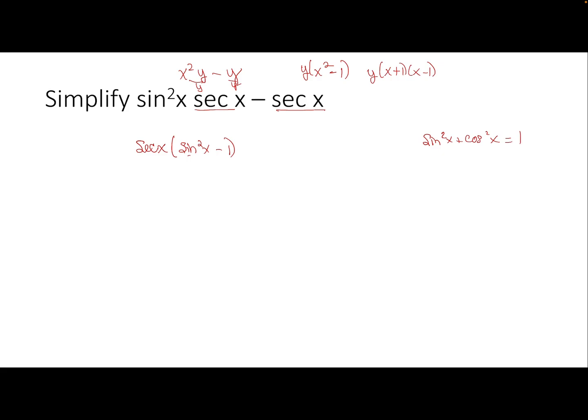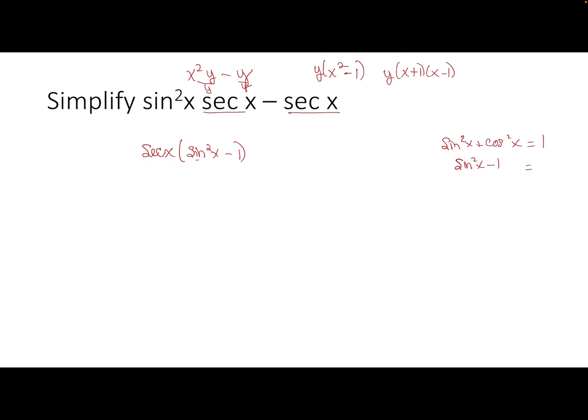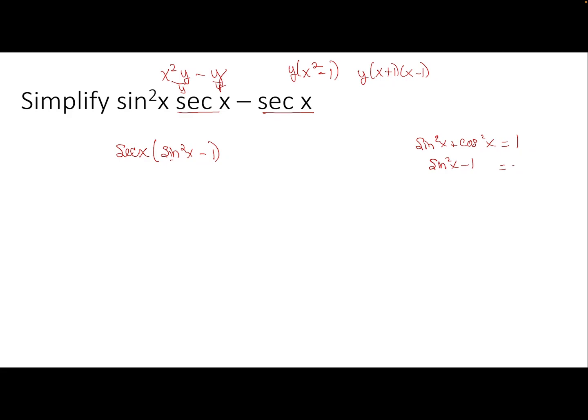If I brought this 1 to the left side of the equation by subtracting from both sides, then I would need to move the cosine squared of x to the opposite side by subtracting it from both sides. And so now I know that this is really the secant of x times a negative cosine squared of x. And the secant of x is the reciprocal. So we factored, we found the greatest common factor. We used a Pythagorean identity.